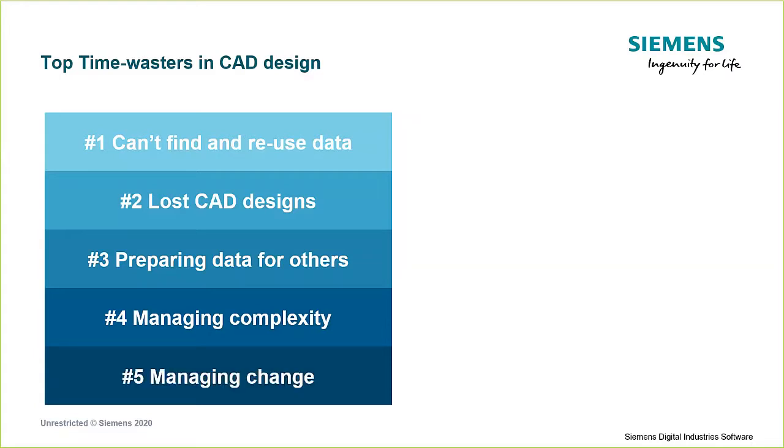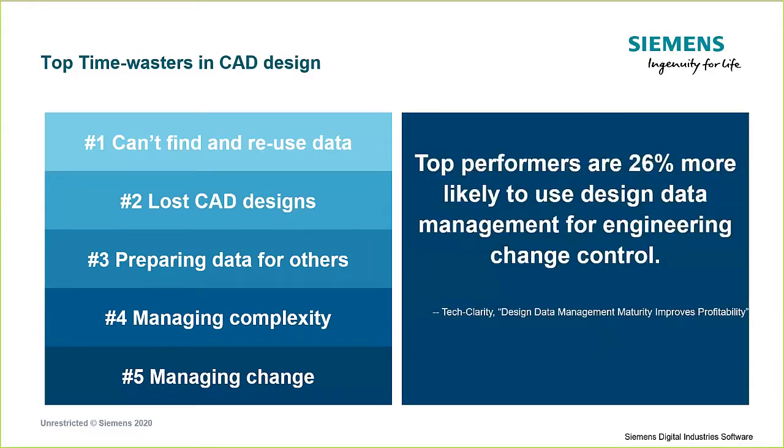And then the fifth one, managing change. Whenever your SolidWorks design changes, whether it's an issue that came from engineering or maybe manufacturing or a supplier or a customer, you've got to respond to that. And a lot of times it's with a new revision. So we'll go from Rev B to Rev C, or maybe even replace this part with a brand new part. How are you managing that process of change? Is it automated to include everyone that has visibility into it, so that they can sign off on the change? Once again, top performers are 26% more likely to use design data management for engineering change control.